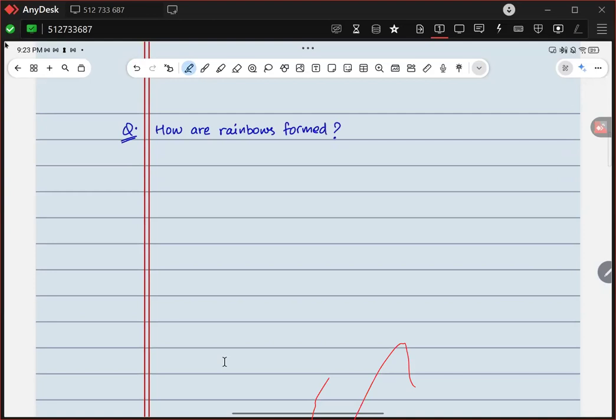Well, when light falls on the water droplets in the sky, the water droplets, which are formed during rain, reflect the light due to which the 7 colors are formed.